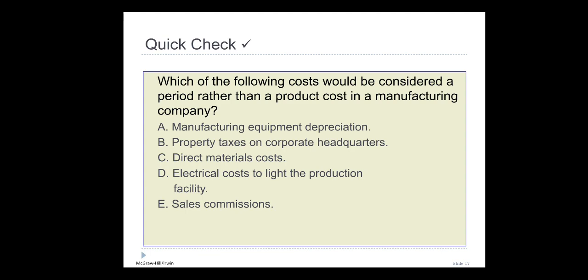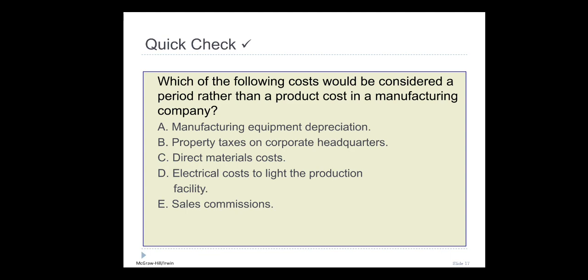So in this example, see here, this is a simple question to test your knowledge. Which of the following costs will be considered a period rather than product cost in a manufacturing company? You remember from the previous slide, period cost equals non-manufacturing costs. They are called period costs because most of the time they are paid by the business periodically. So A, manufacturing equipment depreciation, is it a period cost or product cost?